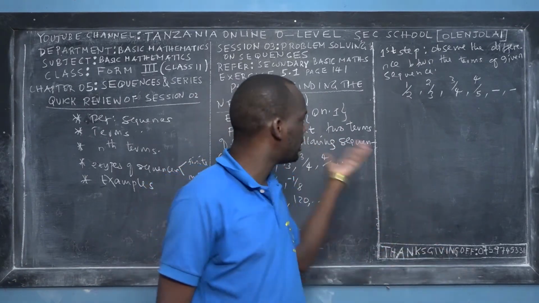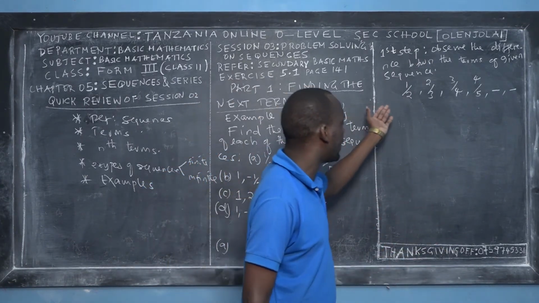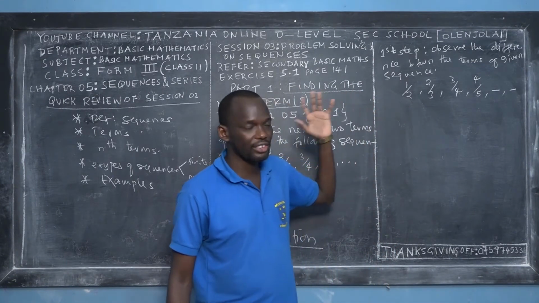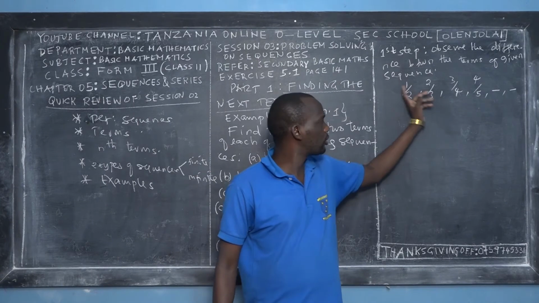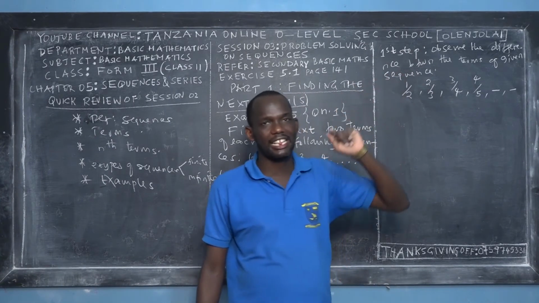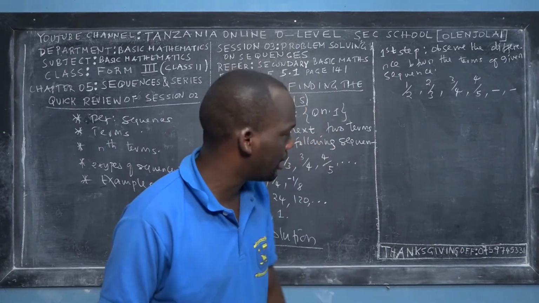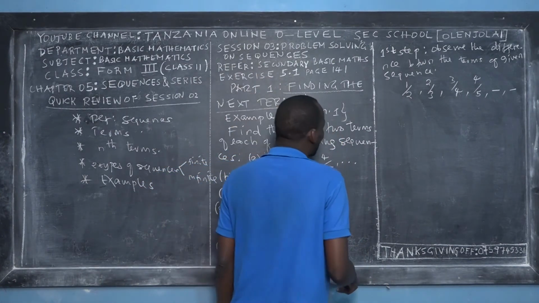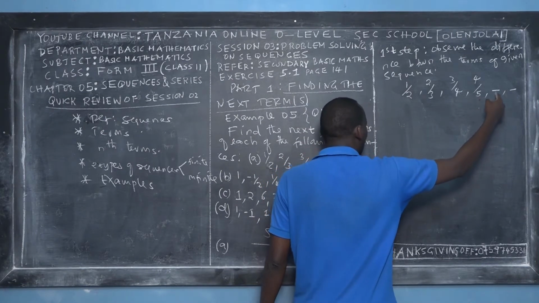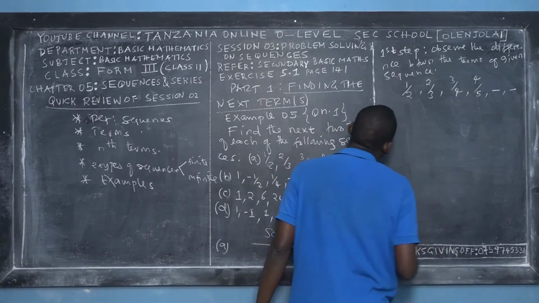Are these fractions improper or proper? This is improper fraction because the number in the denominator is greater than the number in the numerator. So bear that in mind. Okay, so let us analyze what the difference is between the first term, second term, third term, fourth term, so we can look for the fifth term and sixth term, right?